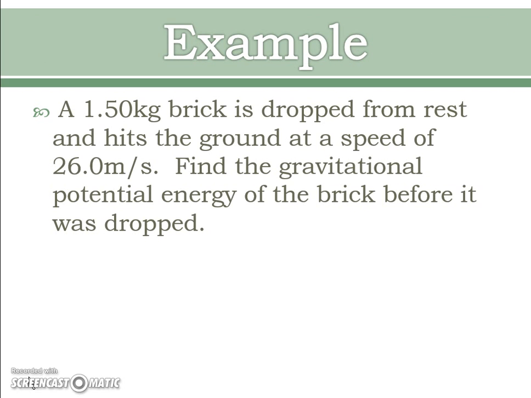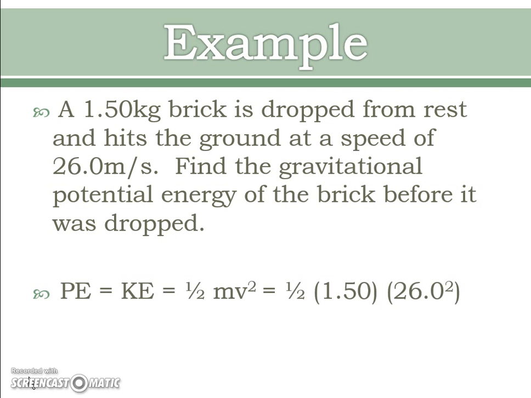So, for example, if I give you that a 1.50 kilogram brick is dropped from rest and it hits the ground at a speed of 26 meters per second, I want you to find the gravitational potential energy of the brick before it was dropped. Now, in this case, we're going to look at this as potential energy is equal to kinetic energy, because we're looking at this as right before it hits the ground. That's your speed of 26 meters per second. And we're trying to find it before it ever dropped. So we're looking at the two extremes here.